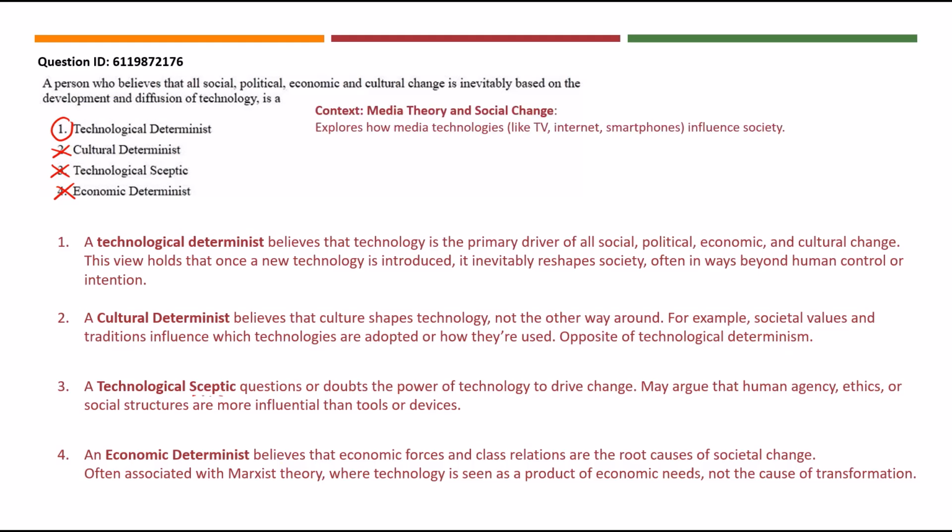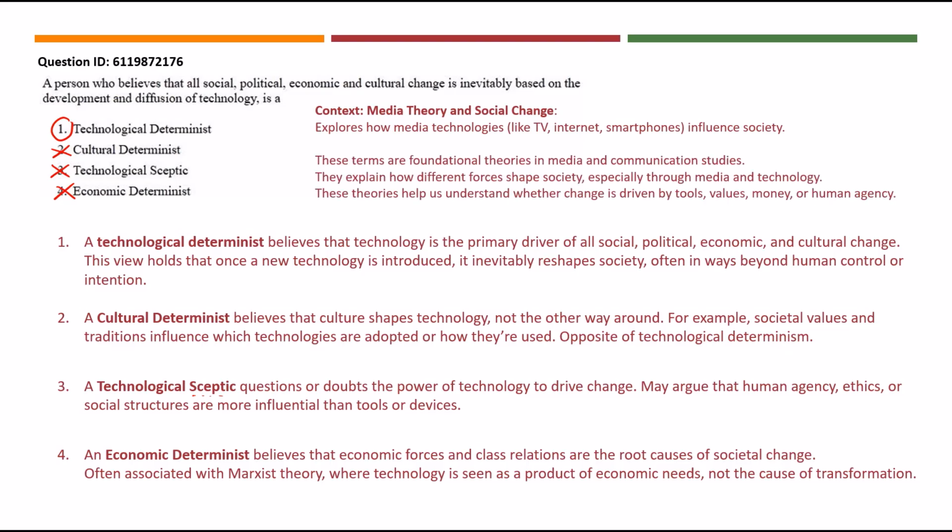Which context is this particular question? It is talking about technology, but it is placed in communication. Why? The context is media theory and social change, explores how media technologies like TV, internet, smartphones influence the society. So under that context, this question is asked. These terms are foundational theories in media and communication studies. They explain how different forces shape society, especially through media and technology. These theories help us understand whether change is driven by tools, values, money or human agency.